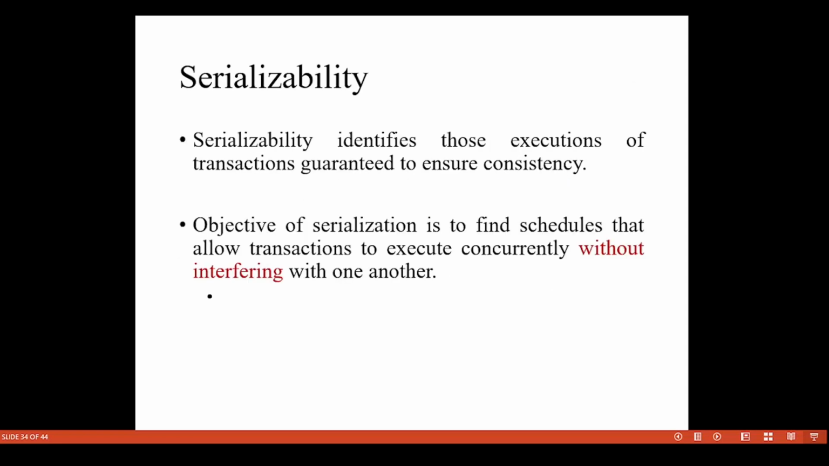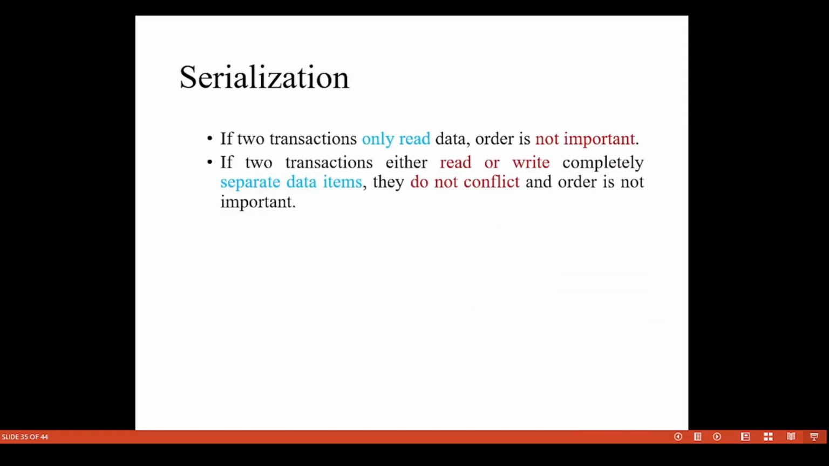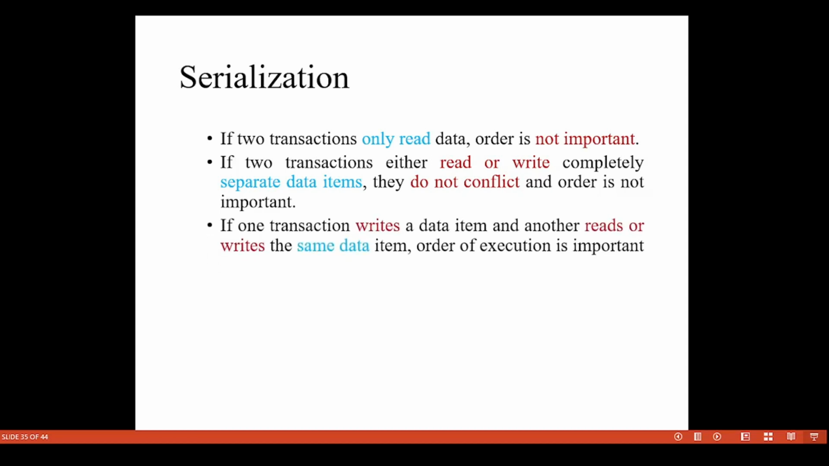The other one is serializability. Serializability identifies those executions of transactions guaranteed to ensure consistency. The objective of serializability is to find a schedule that allows transactions to execute concurrently without interfering with one another. So what is the main aim of serializability? It is to see whether there is a conflict or interleaving.